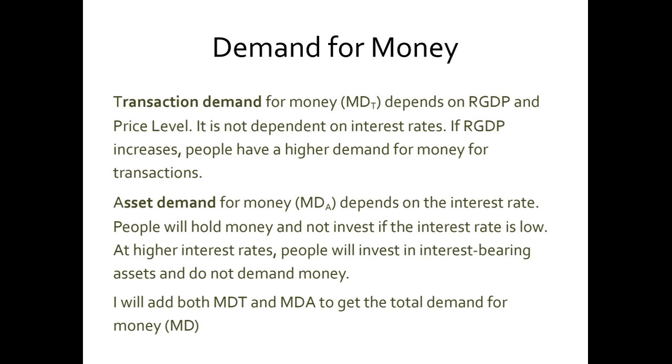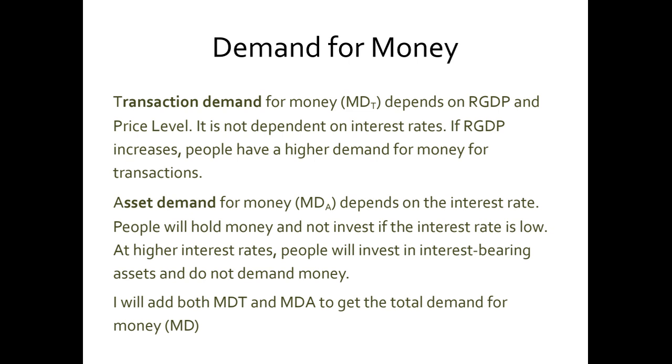That is transaction demand. Transaction demand for money depends on real GDP and price level. If prices are increasing, if we have high inflation in the country, I need more money to make transactions, to buy goods and services, because I have to pay higher prices. Second, real GDP. That is, if average income is increasing, I'm getting more income, I might buy more goods and services, and for that, I demand more money to buy those goods and services.